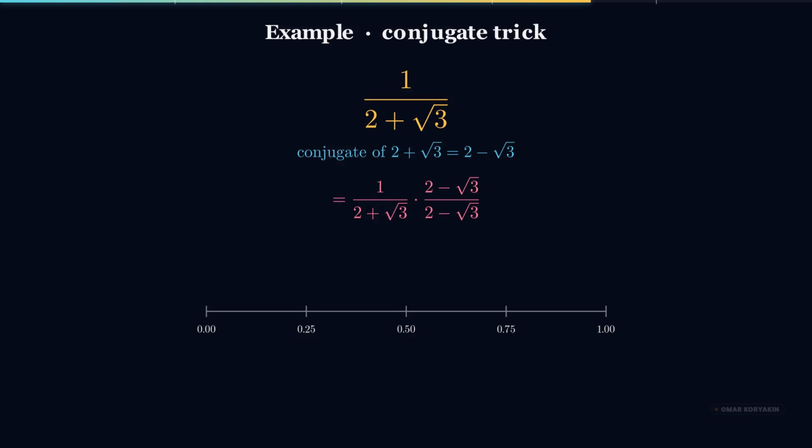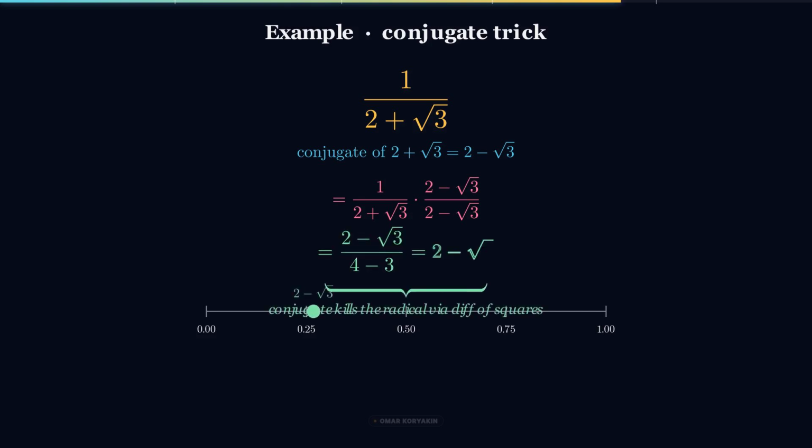The numerator becomes 2 minus the square root of 3. The denominator becomes 2 squared minus the square root of 3 squared, which equals 4 minus 3 equals 1. The fraction simplifies to 2 minus the square root of 3 over 1, which is just 2 minus the square root of 3. The conjugate trick converted a radical in the denominator problem into a clean integer and radical sum.